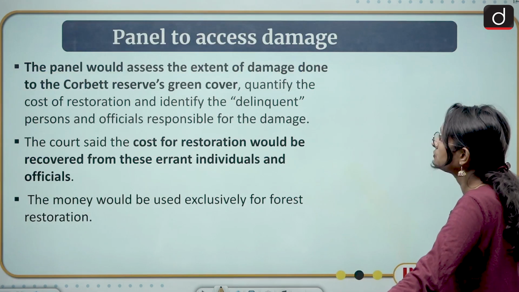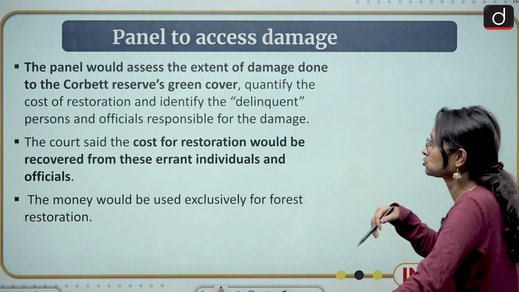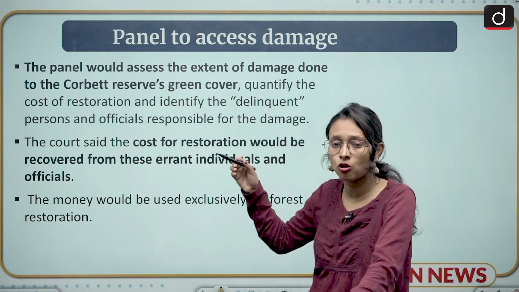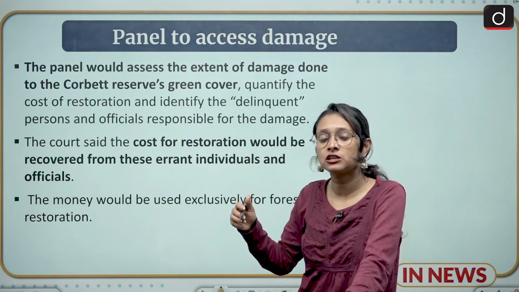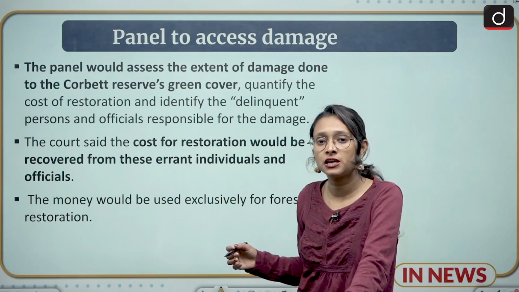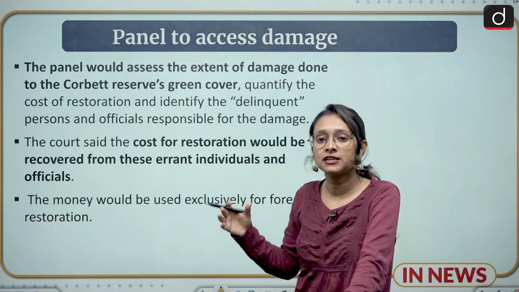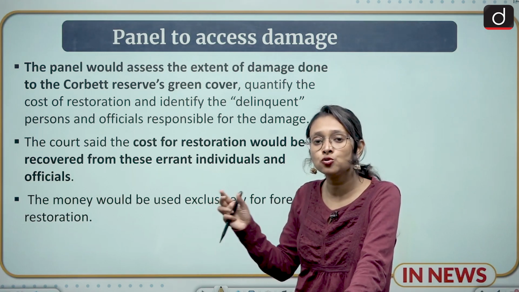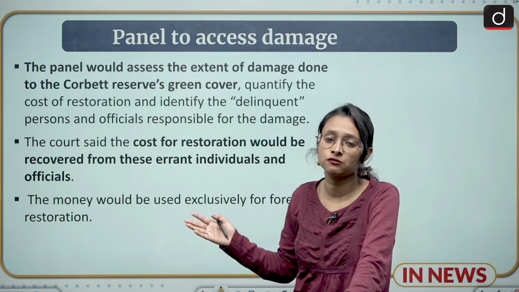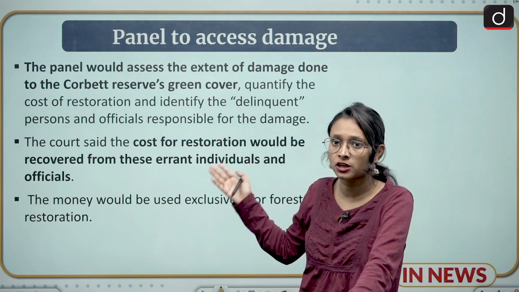Moving to the next one, which is the panel to assess damage. There will be a panel which will assess the extent of damage that has been caused, and there will also be legal repercussions along with financial repercussions, and whatever money is recovered from the financial penalties will be used for restoring the forest. So these are the court directions which have been made in this particular case.